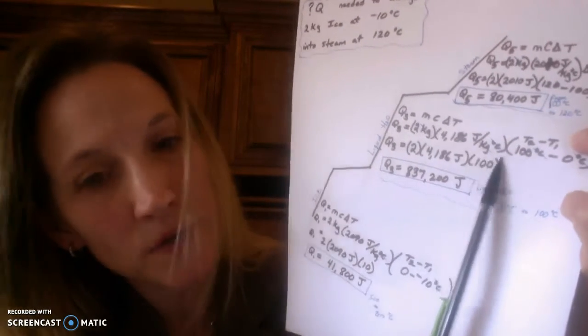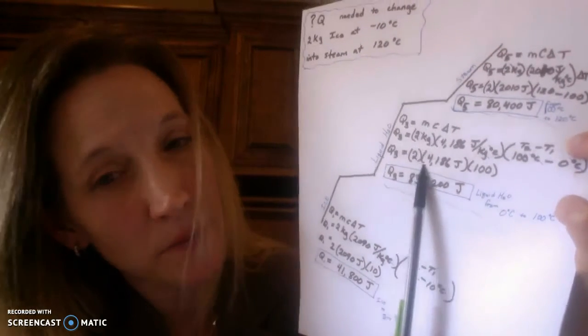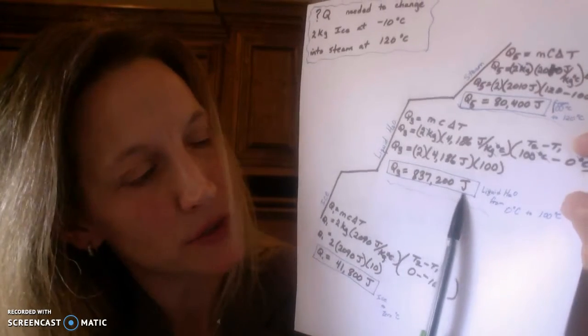I cross out my units. I have time to go over that with the students in class too. Cross out my units. I'm going to end up with heat in joules. Q3 is 837,200 joules.